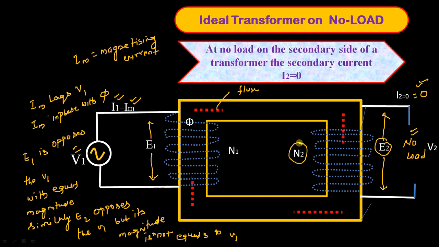So, an ideal transformer under no load condition behaves like an inductive circuit. The magnetizing current lags V1. Then the magnetizing current is in phase with the flux, and E1 is opposite to V1 with equal magnitude. Then E2 is opposite to V1, but its magnitude is not equal, because it depends upon the number of turns on the secondary side.